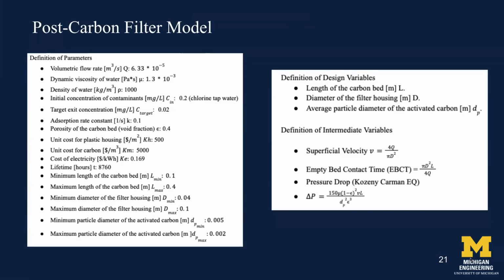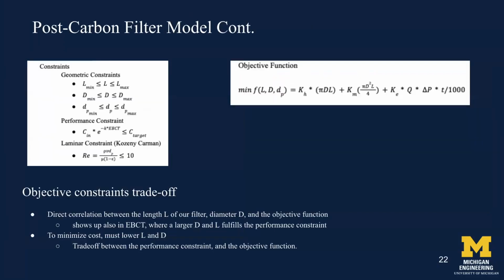I'll be presenting the post-carbon filter subsystem, which is the final stage of our water filtration system optimization. Here are our parameters and design variables. The next slide shows the constraints and objective function. Our main objective was to minimize costs over a standard lifetime of 1 year. However, we are faced with a direct trade-off. Minimizing the cost requires lowering the filter length and diameter, which goes against the performance constraints.